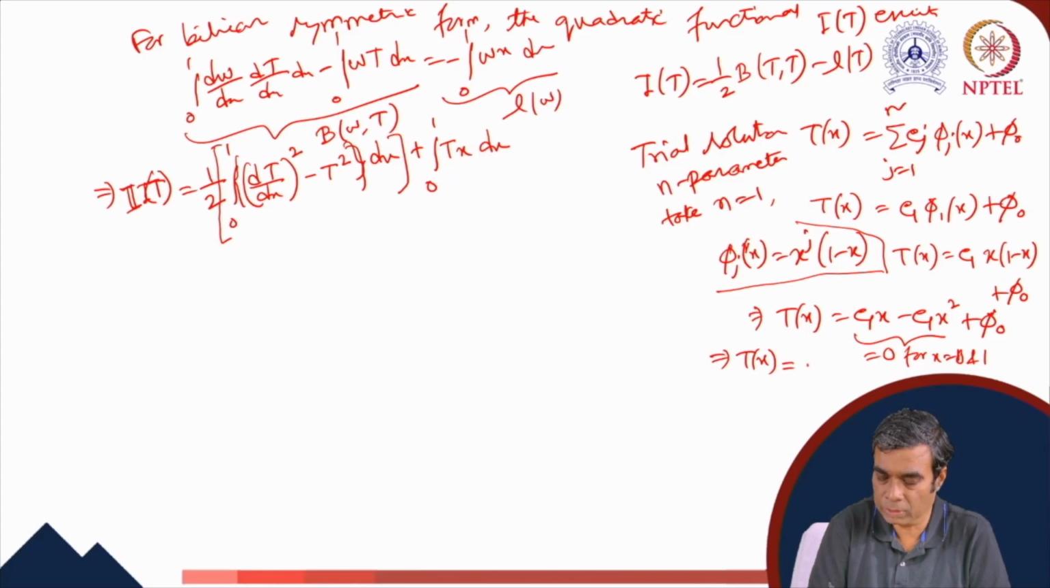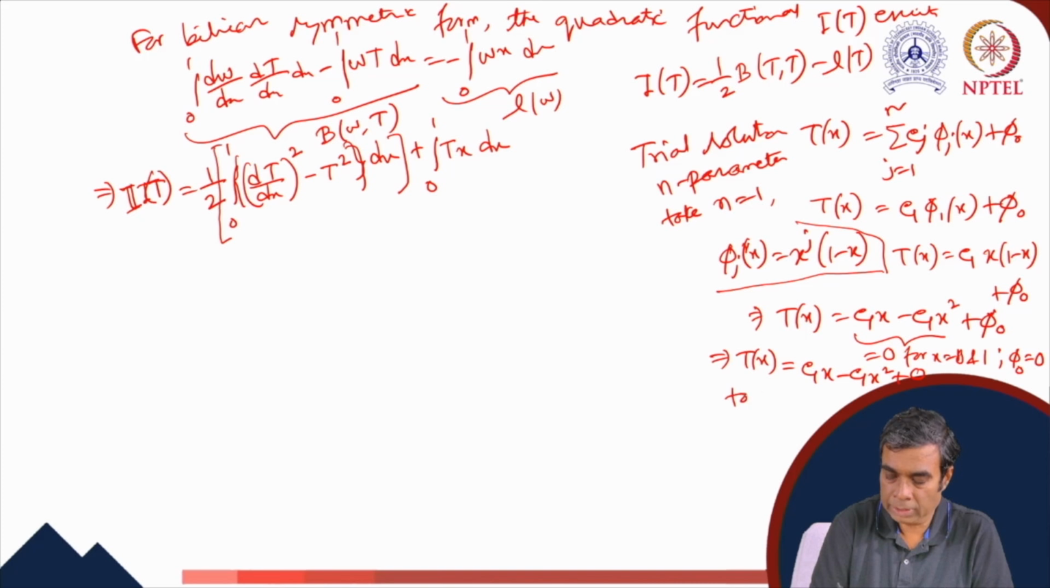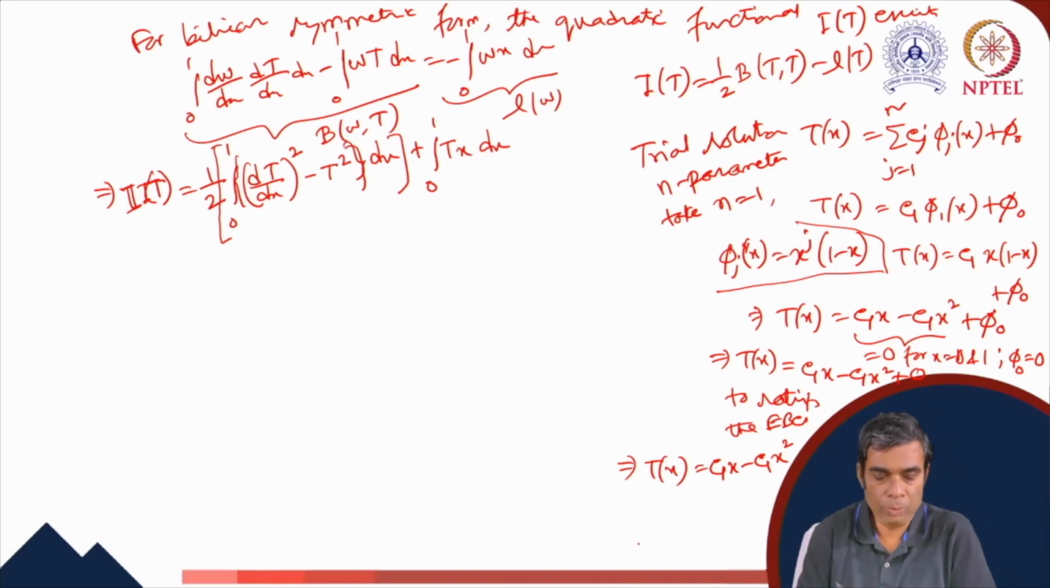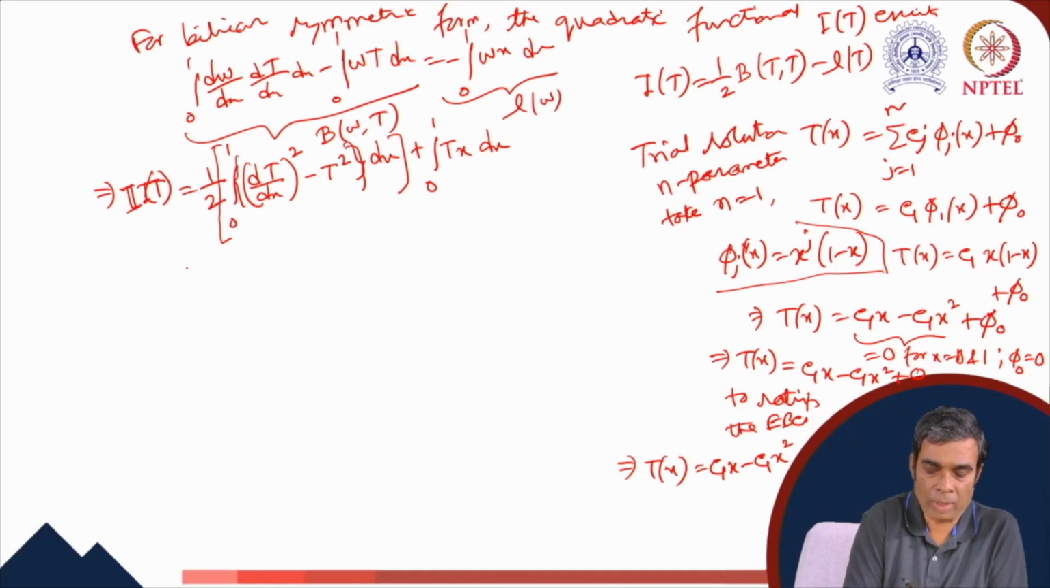So T(x) equals C1x minus C1x square plus 0. It means that phi(0) equals 0. This is to satisfy the EBCs, the essential boundary conditions. So finally, our trial solution is T(x) equals C1x minus C1x square. This is the polynomial which we have to substitute in the quadratic functional.